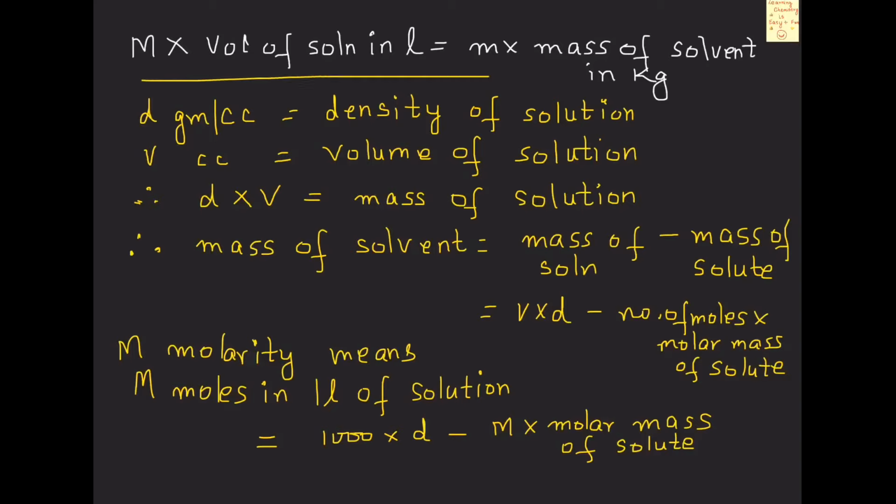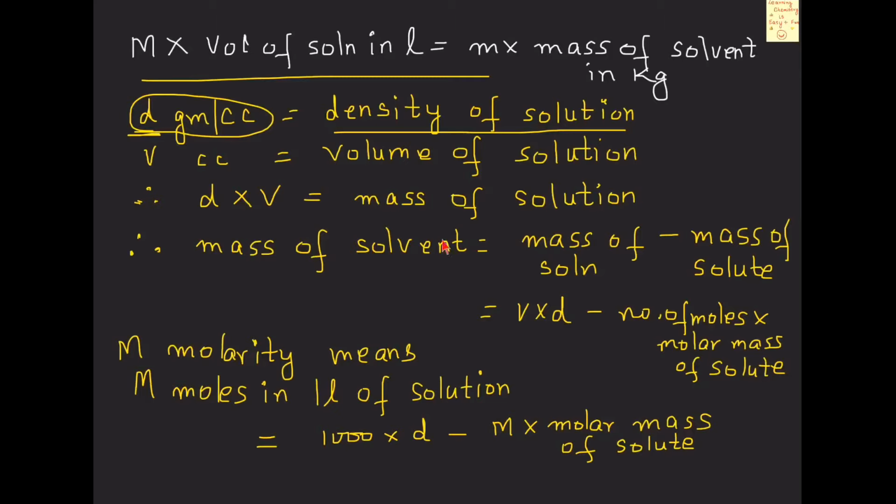I've written the formula again. Now, the thing that we need over here is the density of the solution, d gram per cc. That means we've got V. So, if we've got V cc of the solution, this is the volume of the solution provided to us. So, the mass of the solution would be density into the volume, right? Mass is volume into density, you've been learning from your class 6.